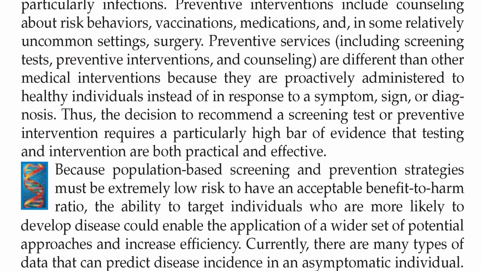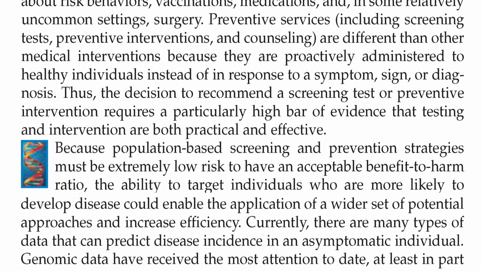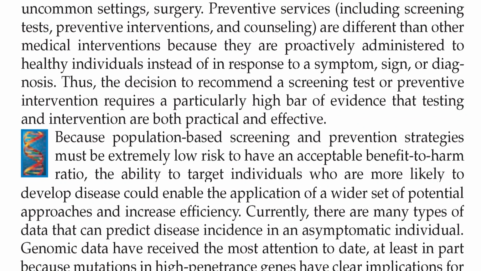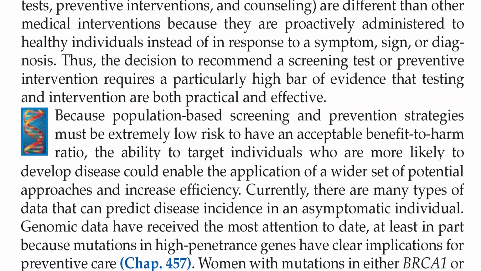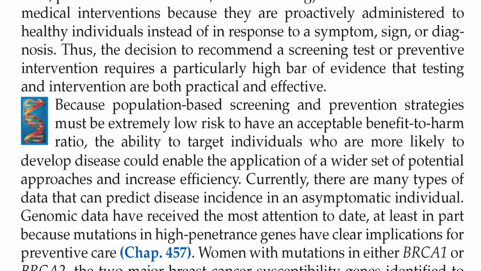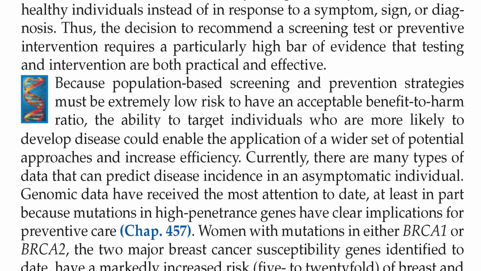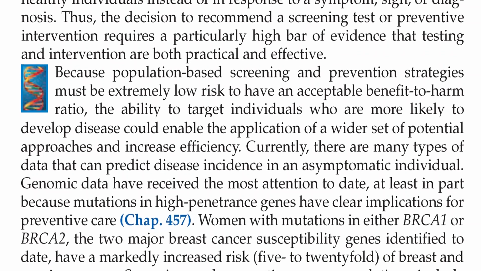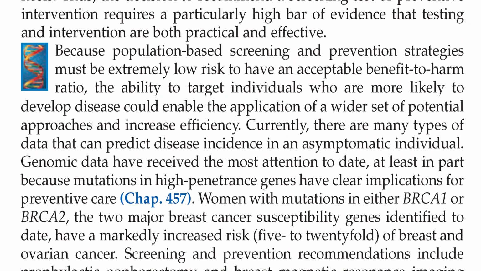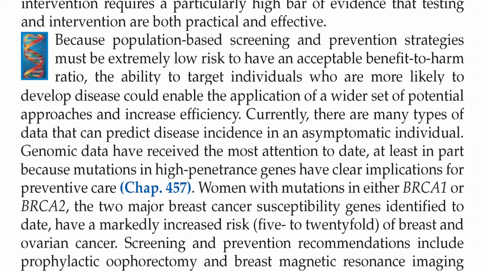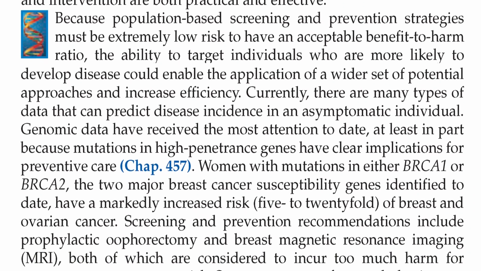Because population-based screening and prevention strategies must be extremely low risk to have an acceptable benefit-to-harm ratio, the ability to target individuals who are more likely to develop disease could enable the application of a wider set of potential approaches and increase efficiency. Currently, there are many types of data that can predict disease incidence in an asymptomatic individual. Genomic data have received the most attention to date, at least in part because mutations in high penetrance genes have clear implications for preventive care, Chap. 457.